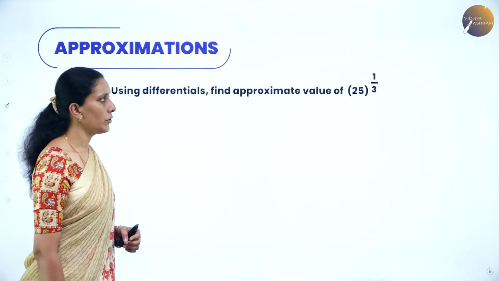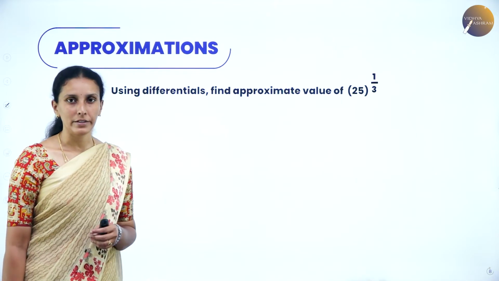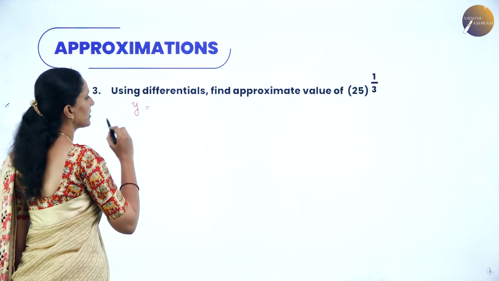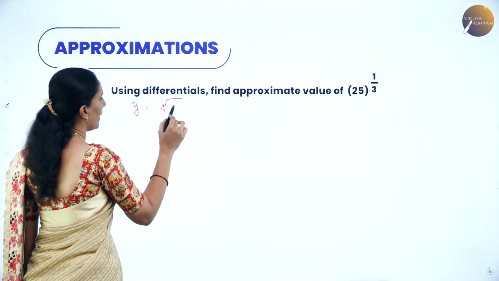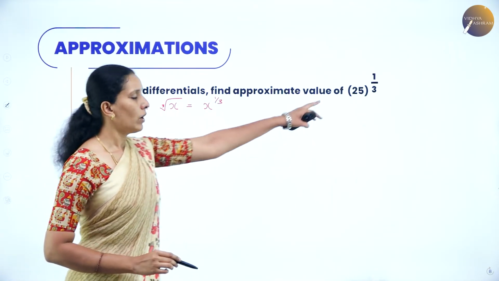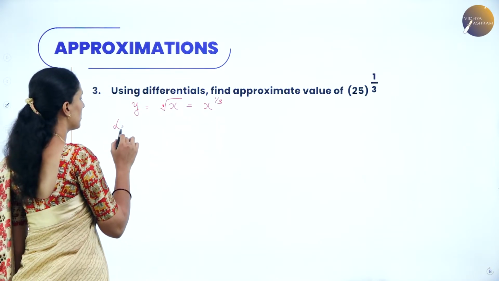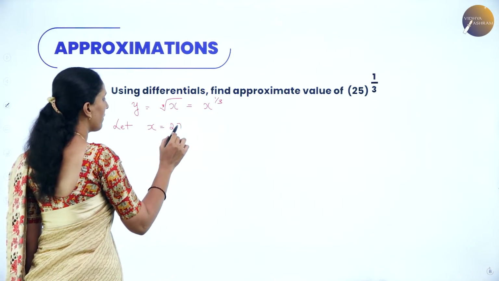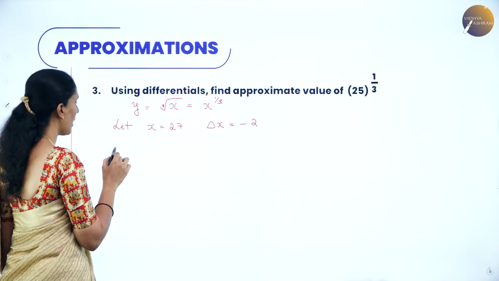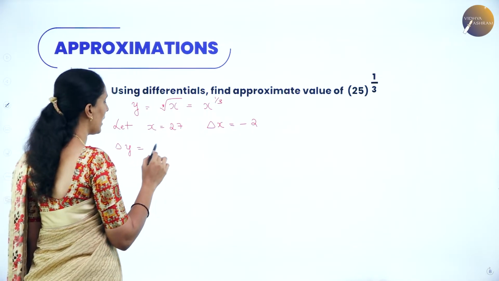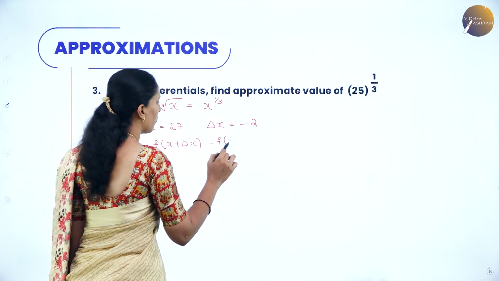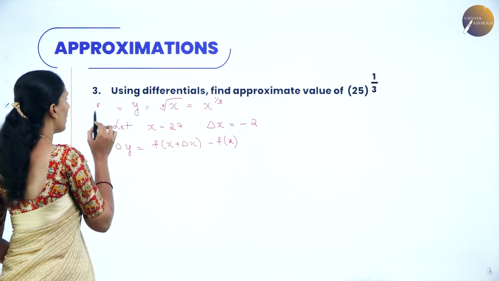Next, using differential, find approximate value of 25 to the power 1 by 3. That is nothing but cube root of 25. So here y is nothing but cube root of x or x to the power 1 by 3. So here what I will do is let x be equal to 27 and delta x be equal to minus 2. Then how can we write delta y? Delta y can be written as f of x plus delta x minus f of x. So this is nothing but your f of x here.